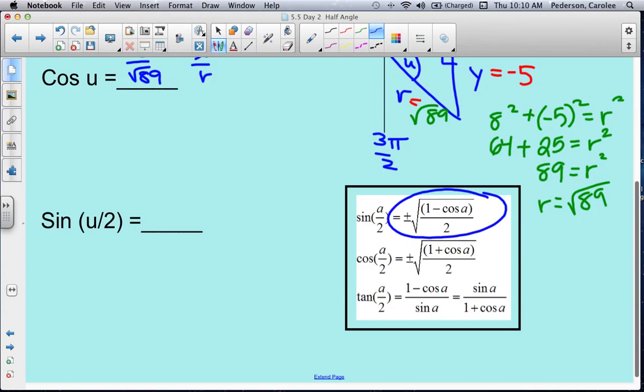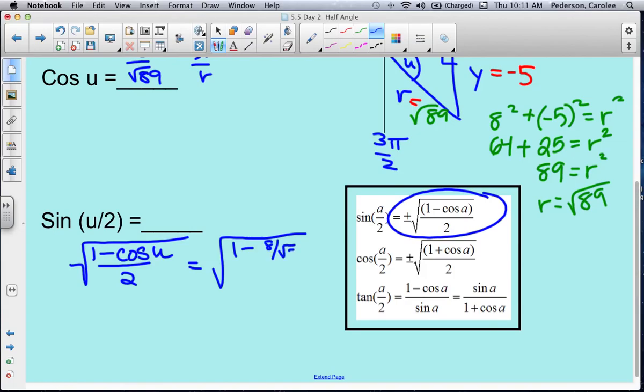All right, so we're going to choose the top one, and we're going to go ahead and simplify. The square root of 1 minus the cosine of u, which is the formula, divided by 2. And what's the cosine? Our cosine was 8 over square root of 89. Yep, 8 over the square root of 89, over 2.